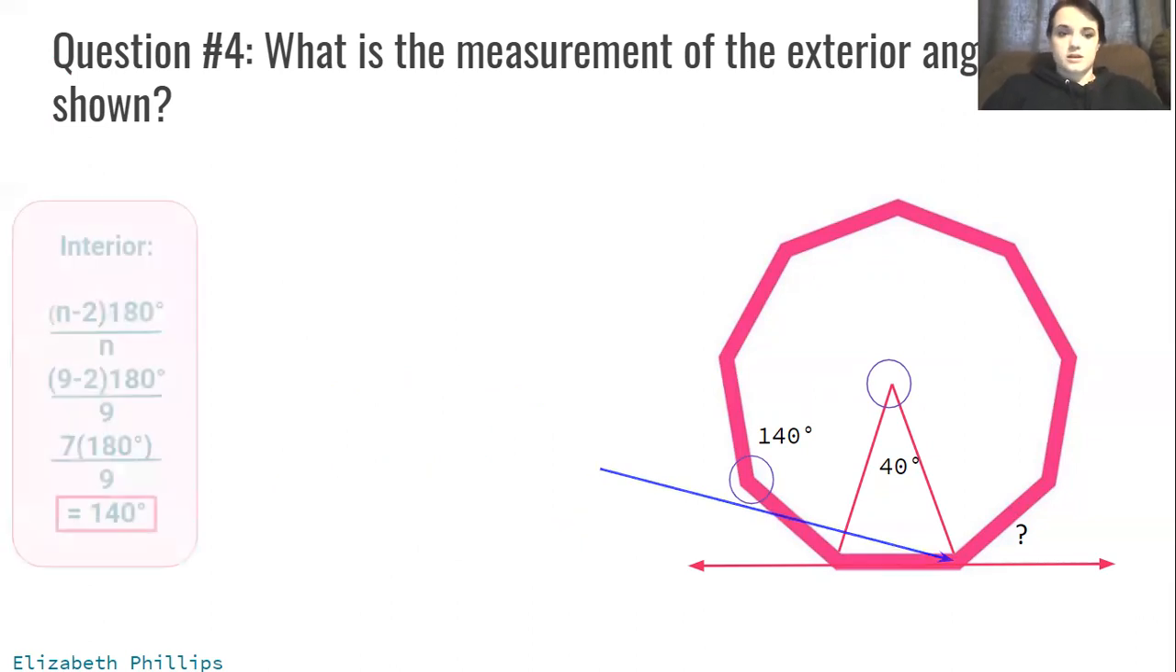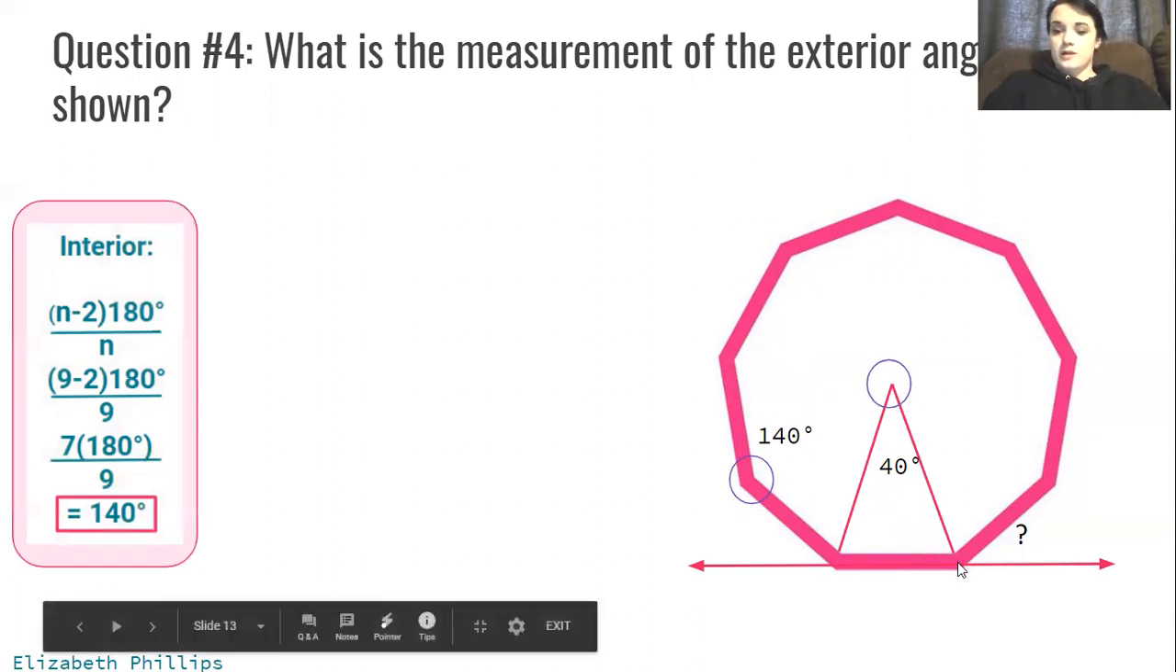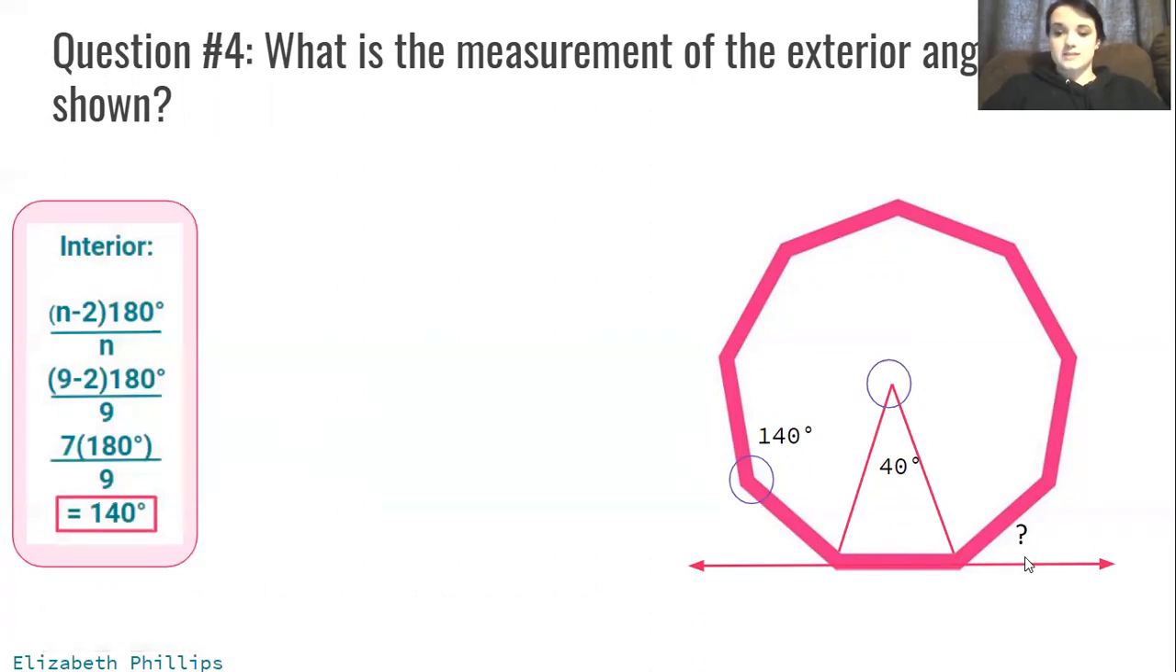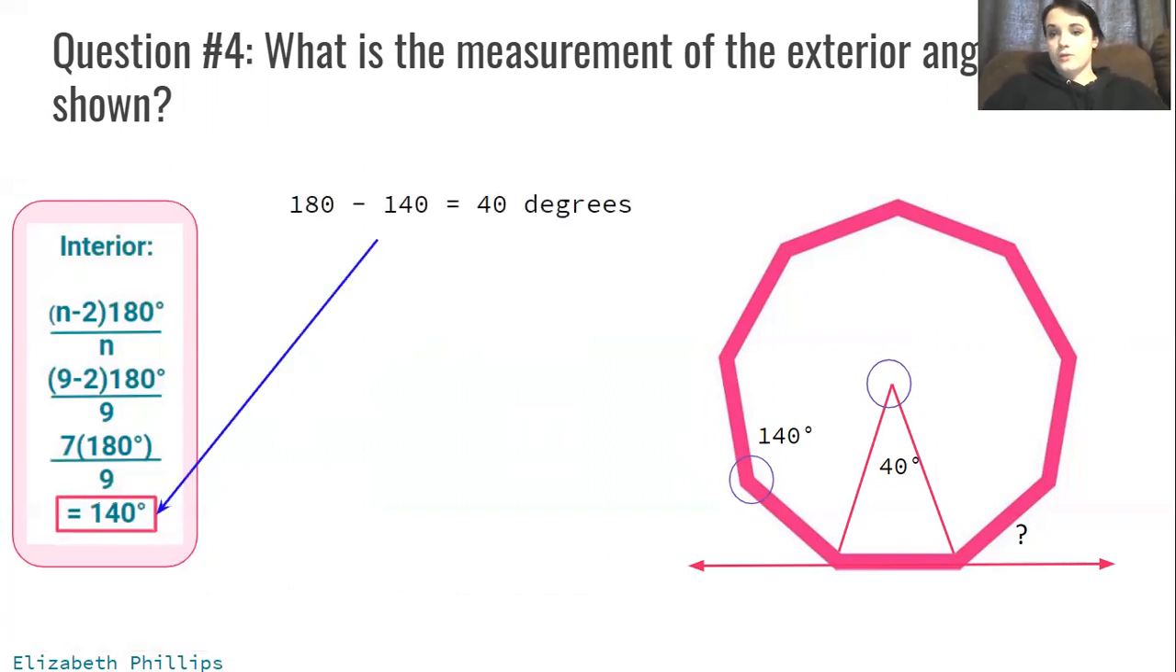So if we look back at what Allison did, she noticed that each interior angle of the shape is 140 degrees. Well, that angle right there plus whatever our exterior angle is going to make 180 degrees since it is supplementary. So we're going to do 180 minus 140, and our exterior angle should be 40 degrees.